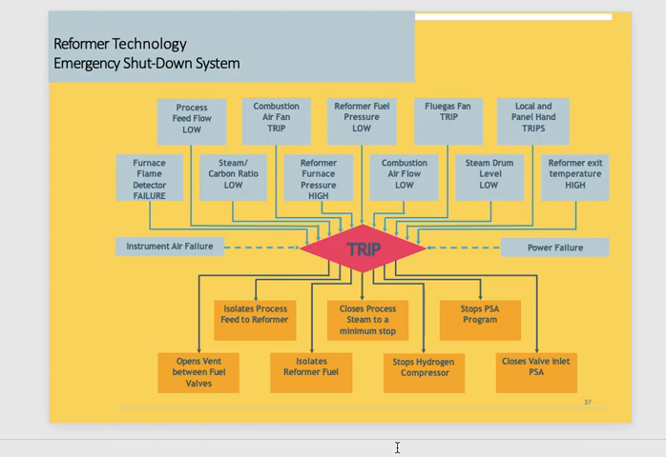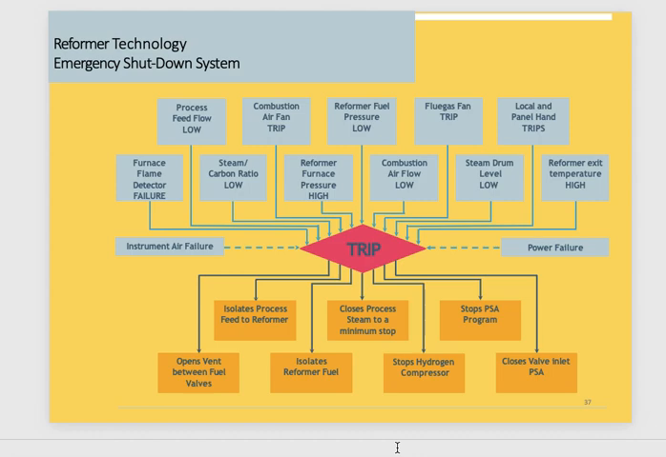Hydrogen plant is connected to many units because it supplies pure hydrogen. For example, it gives pure hydrogen to DHT, KHT, and the hydrocracking unit. Okay, so it's very critical and very important for you to understand the interlock system and shutdown system.